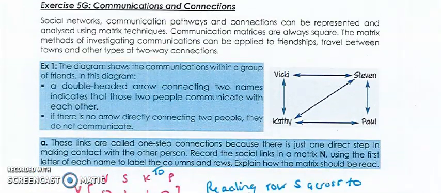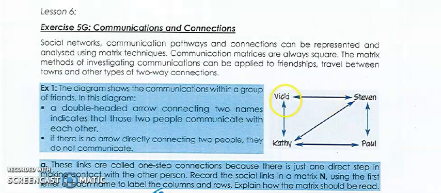As you can see here, Vicky can talk to Kathy, and then back to Vicky again. So this is a 2-step connection because there's 1, 2. This is one way, but there's also another way. Vicky can talk to Stephen, and then back to Vicky herself. So there's 2 ways, or 2-step connections, from Vicky to herself.